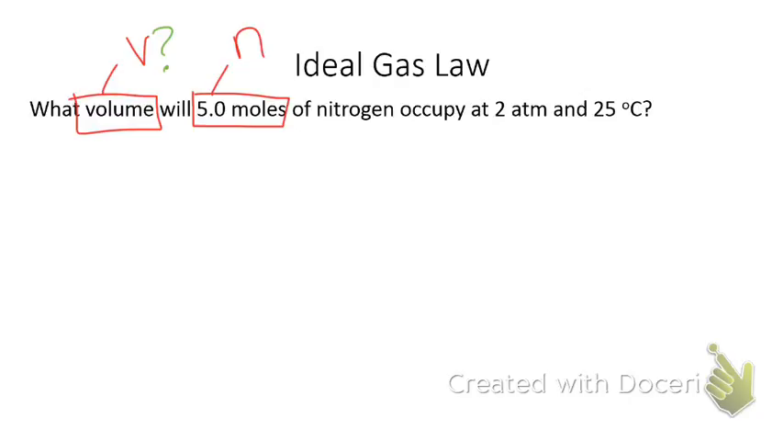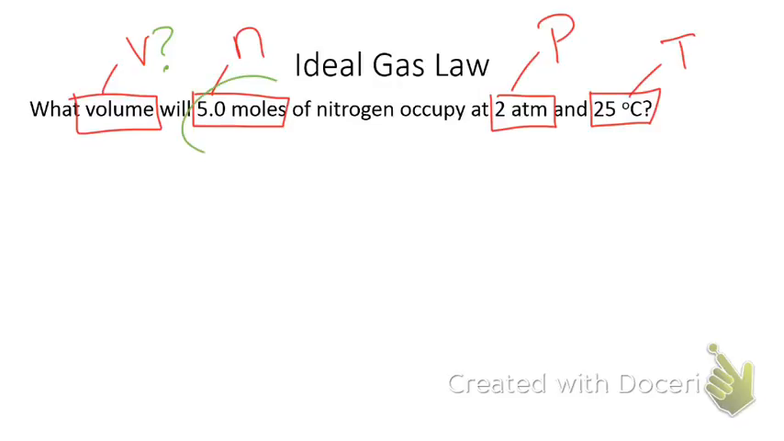Okay, then it says moles of nitrogen will occupy at 2 atmospheres. I'm going to label this as pressure. How do I know it's pressure? Because atmospheres is a unit of pressure. And then I can label 25 degrees Celsius as my temperature. How do I know that's temperature? The unit degrees Celsius lets me know that's the temperature.